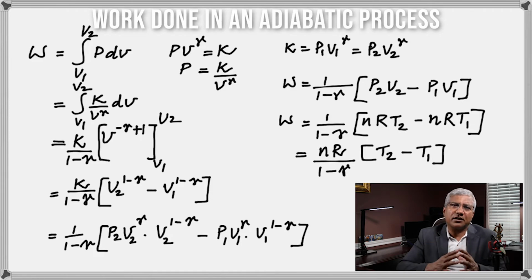So let's try to work out a few problems. Remember that there are four types of processes. Isobaric process is where the pressure is constant. Isochoric is where the volume is constant. Isothermal, temperature is constant. And adiabatic, entropy is constant. Entropy constant means no heat enters or leaves the system. So when we do these problems, we need to be aware of what type of change the problem is talking about. That's the most important thing.